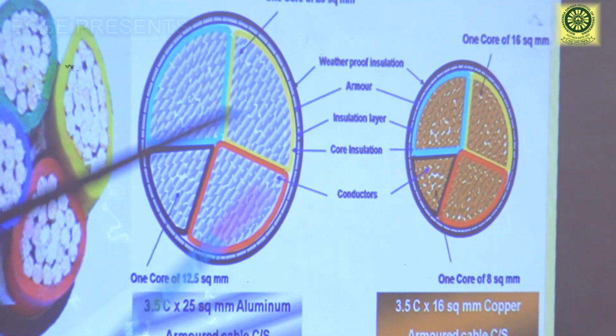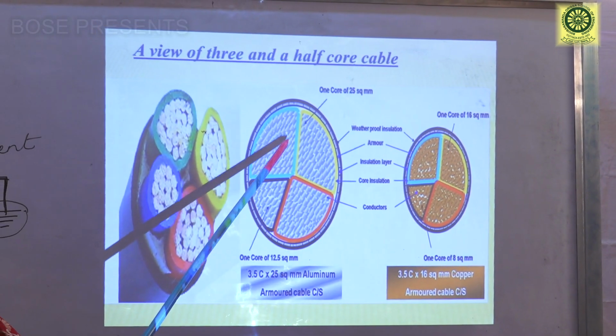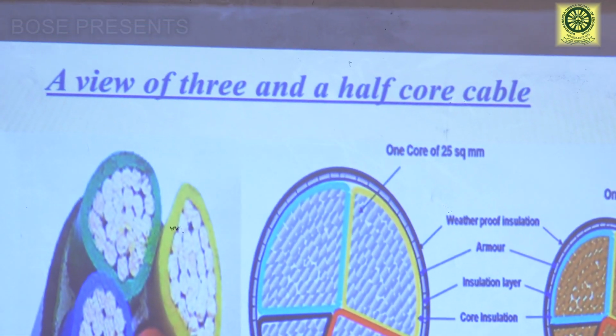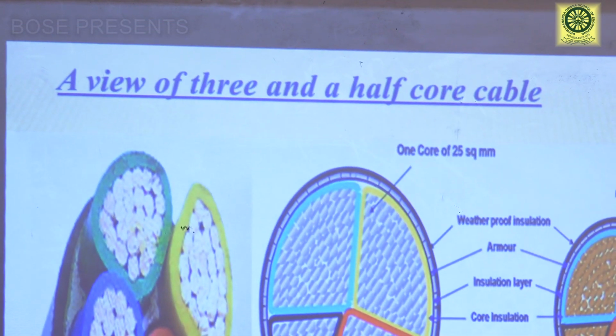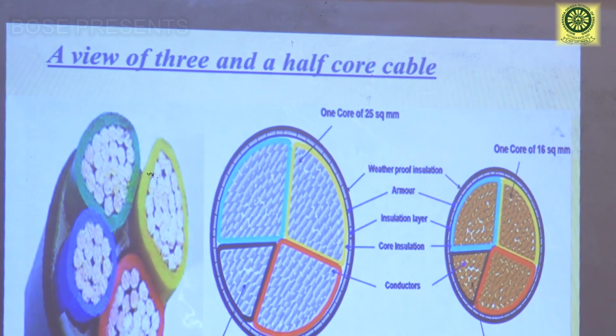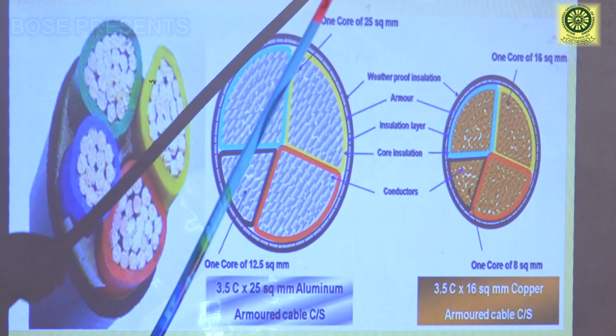See, this is a 3.5 core cable. Here there can be one phase, here another, and this is for the neutral. So in star there are 4 wires, but in delta there are 3 wires. So this is how a 3.5 core cable is.